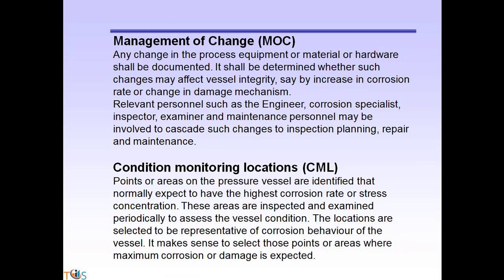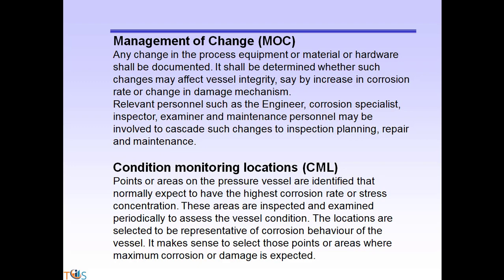Management of change. Any change in the process equipment or material or hardware shall be documented. It shall be determined whether such changes may affect piping, say by increasing corrosion rate or changing the damage mechanism. Relevant personnel such as the engineer, corrosion specialist, inspector, examiner, and maintenance personnel may be involved to cascade or inform such changes to inspection for inspection planning, repair, and maintenance purposes.